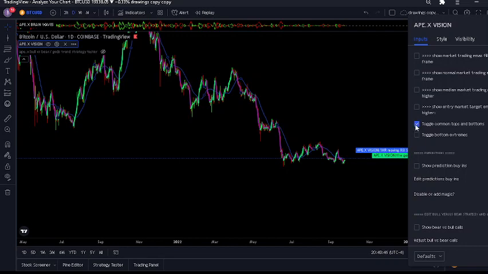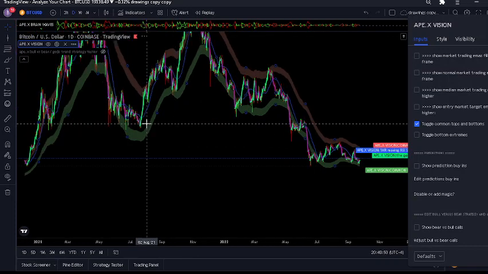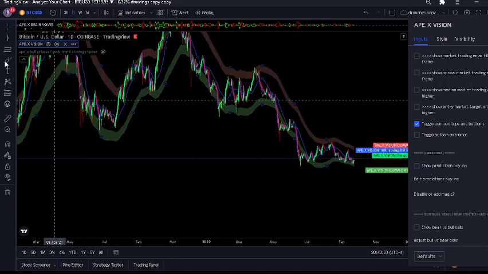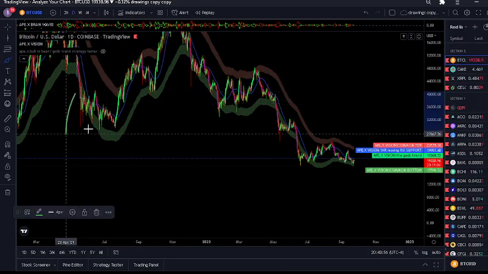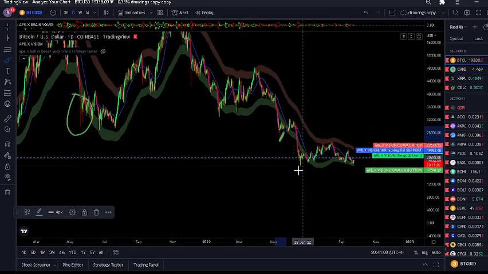Then we're going to look at the common tops and bottoms. So this is a modified Bollinger Band. As you can see, you have some price action outside of here, a little bit out of here, and a little bit out of here.